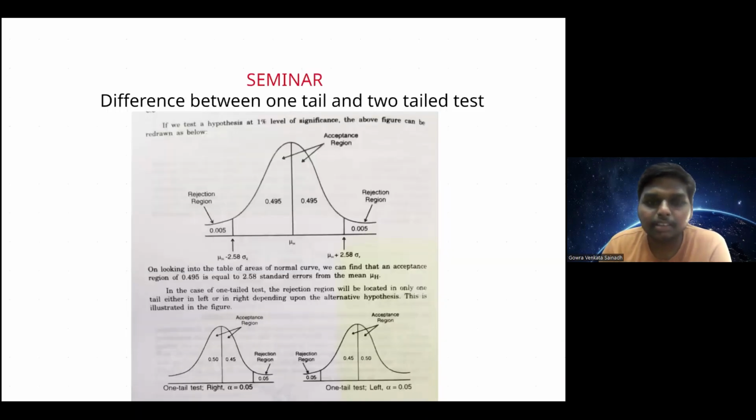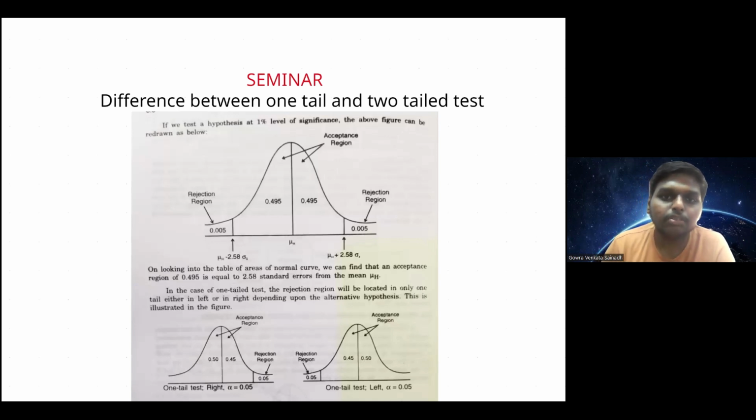Difference between one-tail test and two-tail test. When you take a one-tail test, the rejection area is at one side of the diagram. In the picture below, which explains the case of a one-tail test, the rejection region will be located in only one tail, either left or right, depending upon the alternative hypothesis. This is illustrated in this picture.